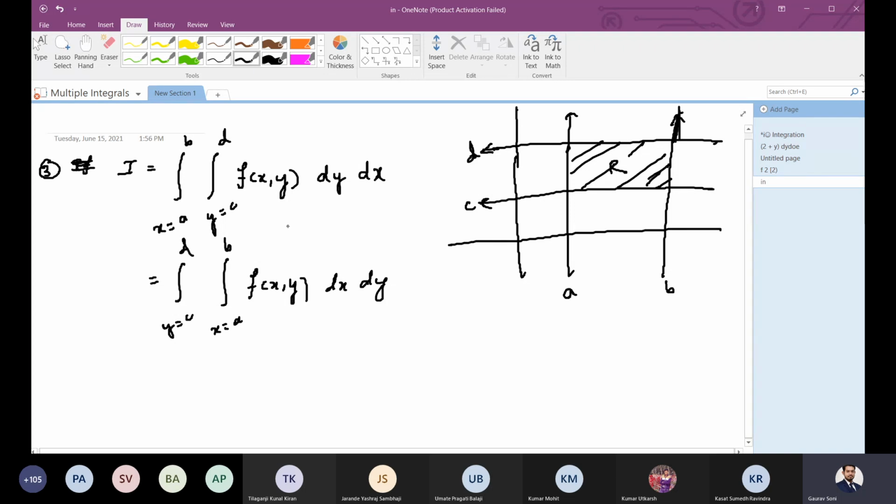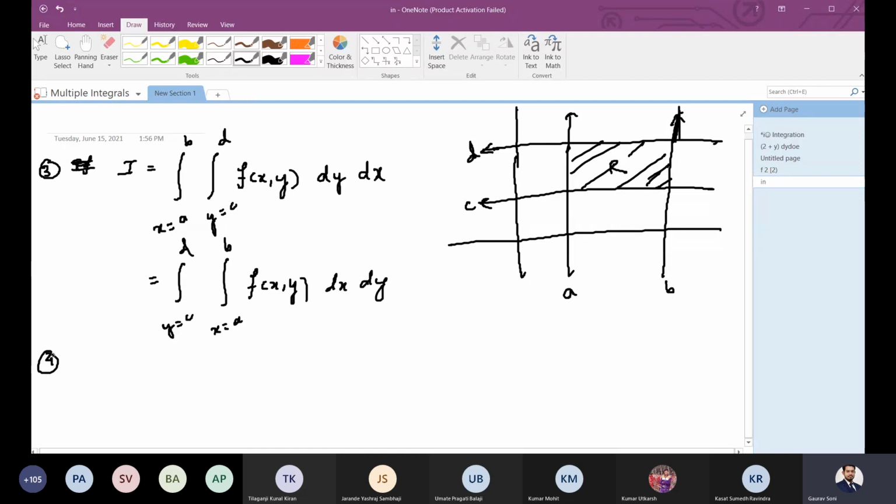But what's the difference here is the integrand doesn't change, and even the limits remain the same when those are constant. So for a rectangle, both the limits are constant. If you don't have a rectangle in your diagram, you should not get both the limits as constant.